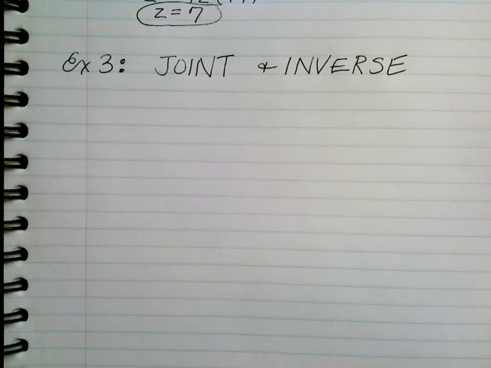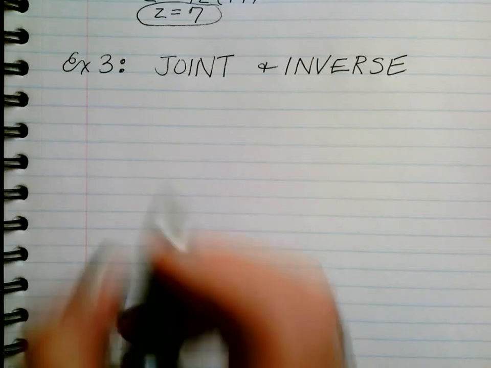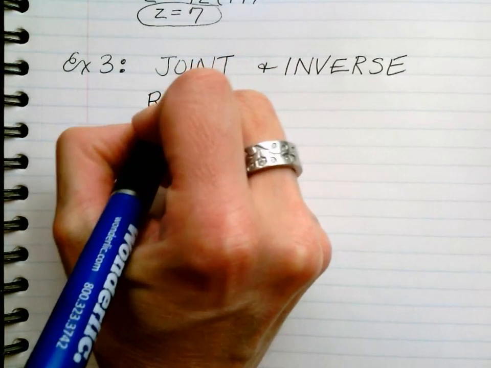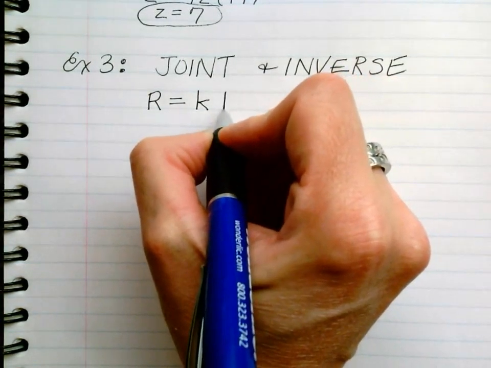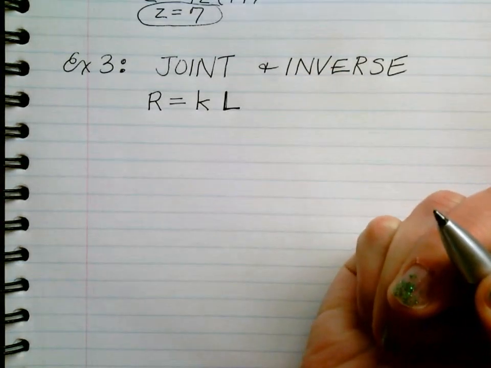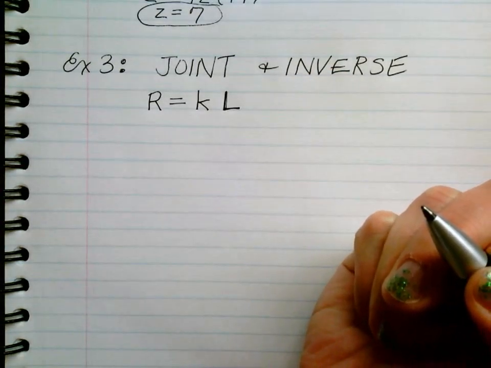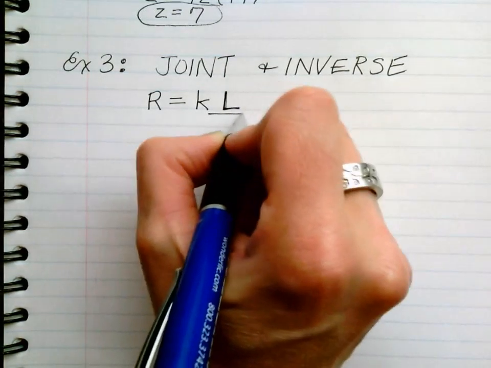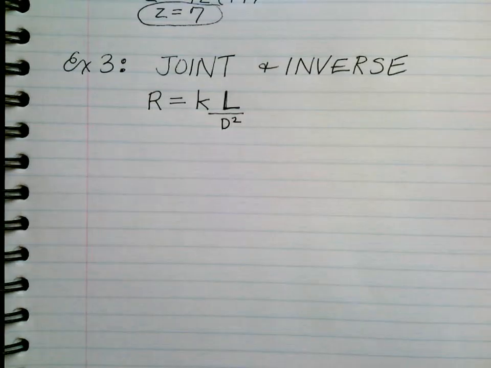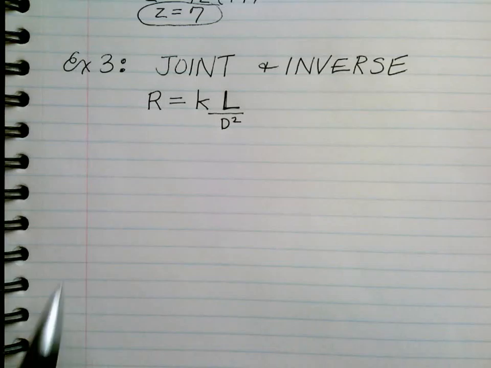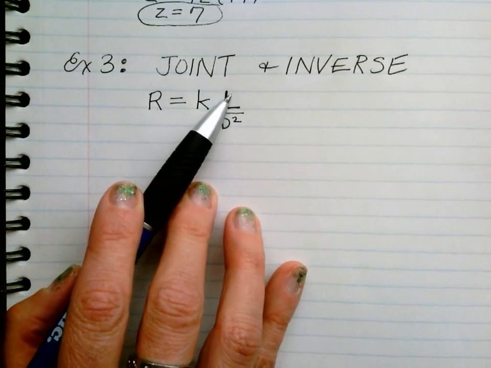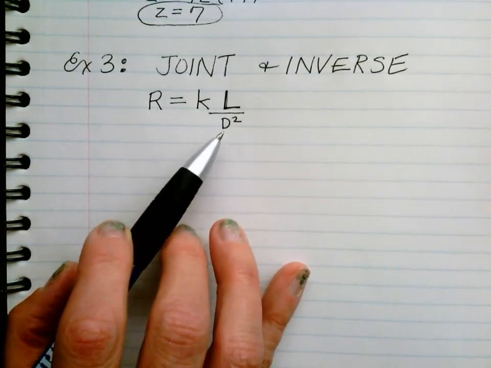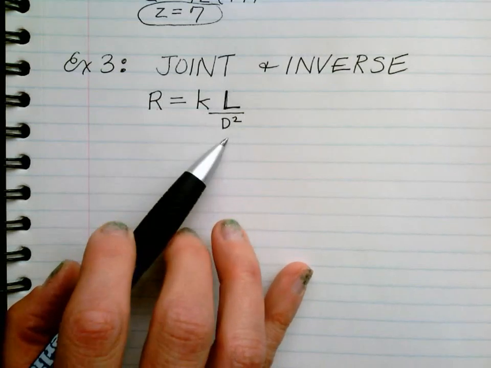The electrical resistance of a wire varies directly as, I'm going to plug in my K, its length, and inversely as the square of its diameter. So I can put diameter squared underneath because it's inverse. Okay? Resistance of a wire varies directly as its length and inversely as its diameter squared. So the inverse item goes down.